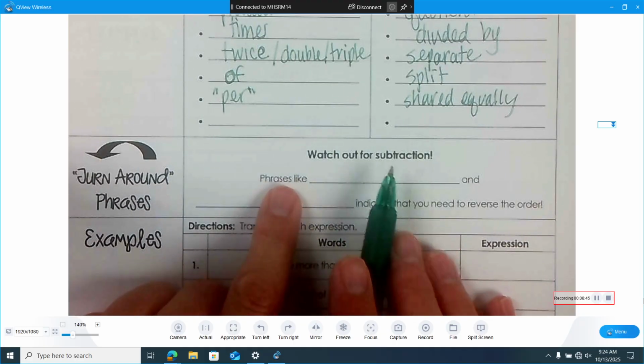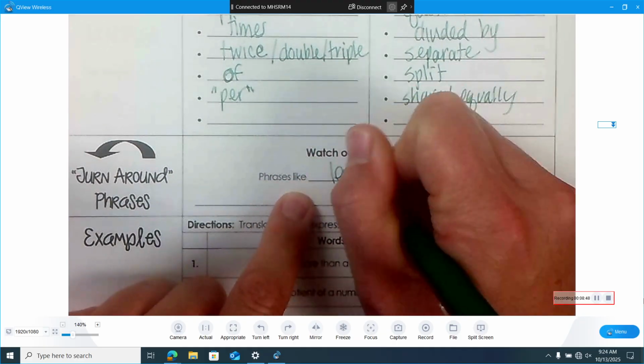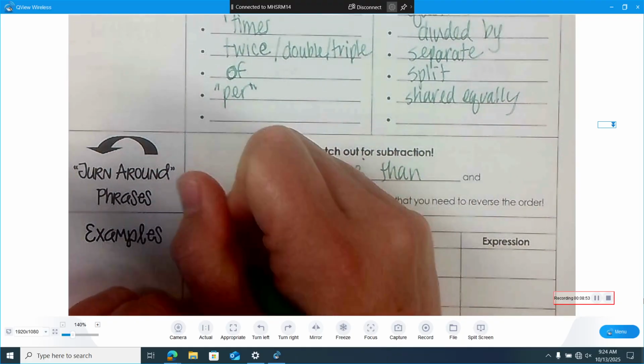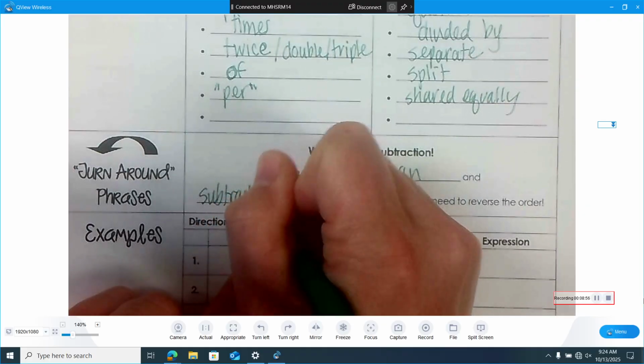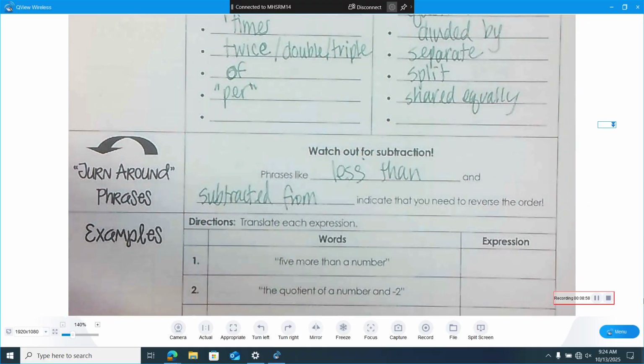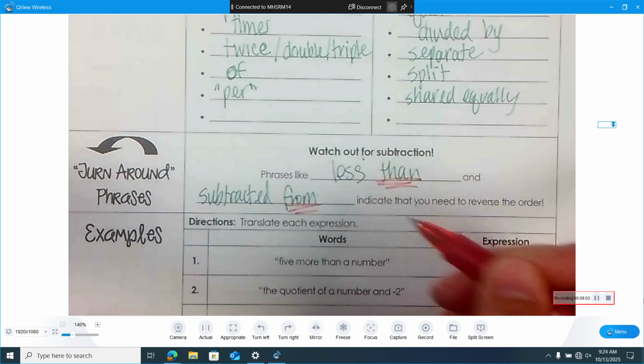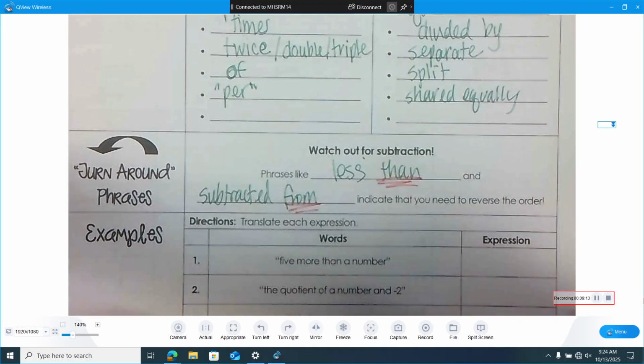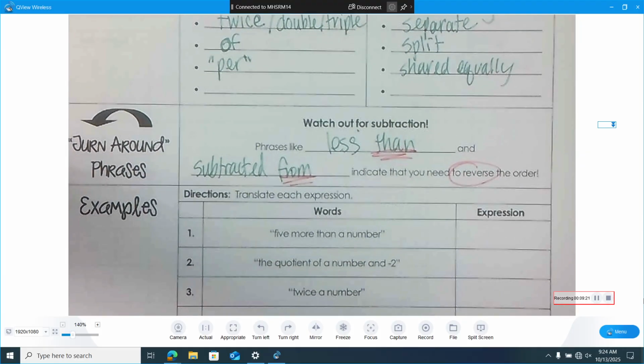Watch out for subtraction. Phrases like less than and subtracted from. Less than and subtracted from. And again, it's these words, the than and less and from. They have to have something else in front. So we have to sort of do them in a reverse order when we write them down. So be very careful. They sort of flip around the different way.